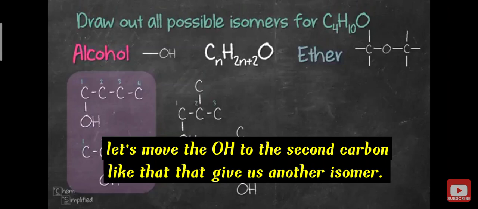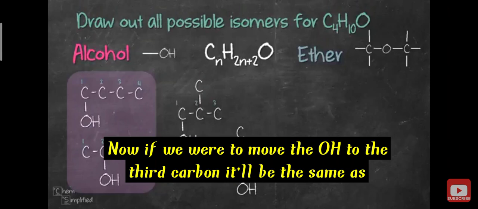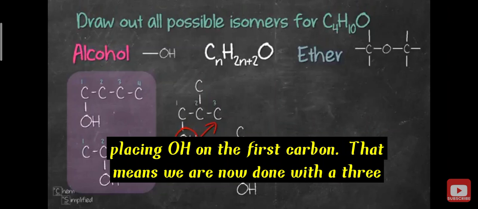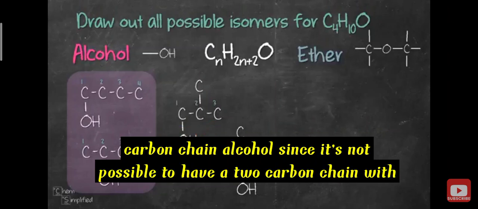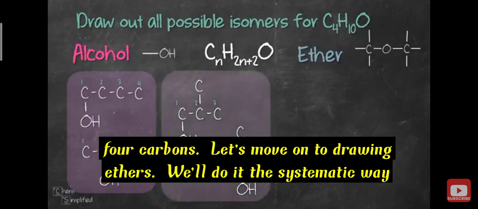That gave us another isomer. Now if we were to move the OH to the third carbon, it'll be the same as placing OH on the first carbon. That means we are now done with the 3-carbon chain alcohol. Since it's not possible to have a 2-carbon chain with 4 carbons, let's move on to drawing ethers.